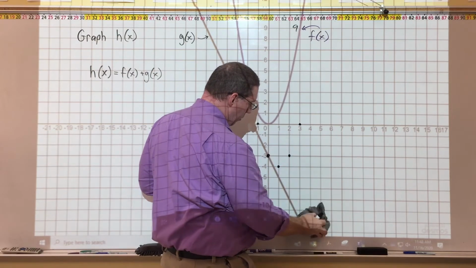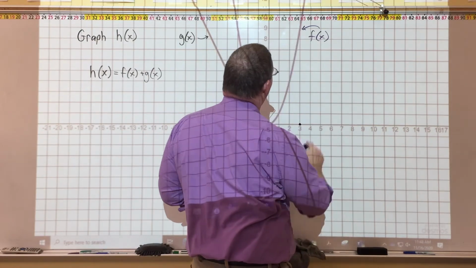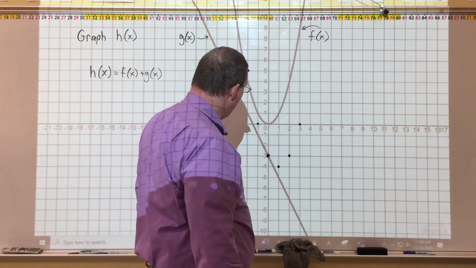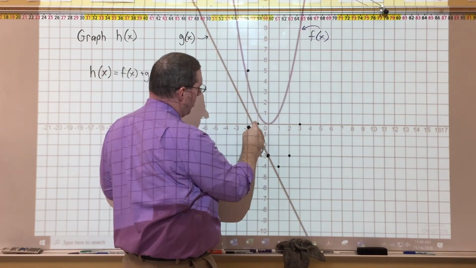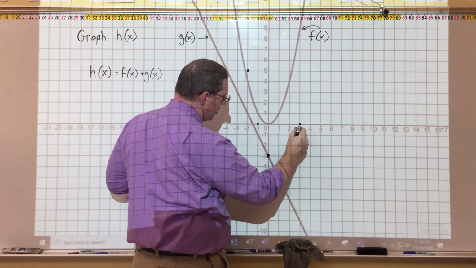Okay? I don't think we're going to be able to do 4 because we can't see how high f of x is at 4, and we can't see how low g of x is at 4. So we're done. This is it. So we know that h of x passes through here, here, here, here, here, and here. And we can actually sketch the curve.